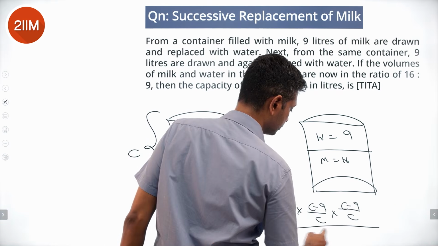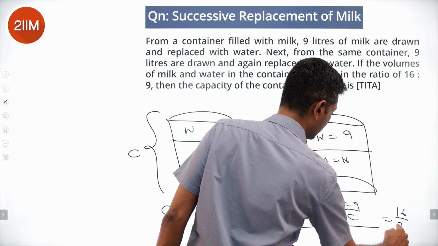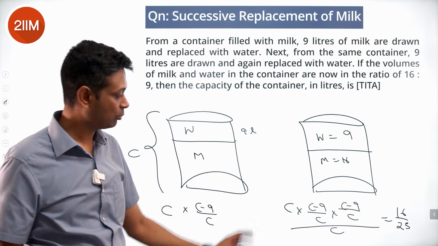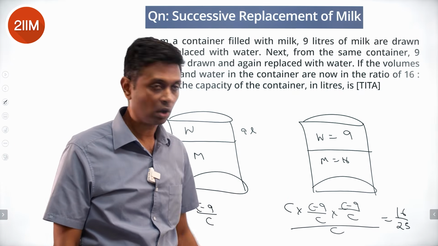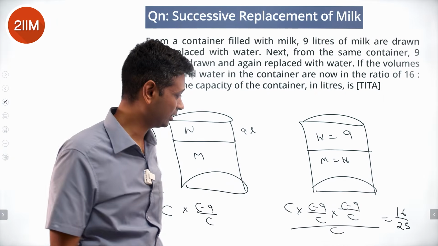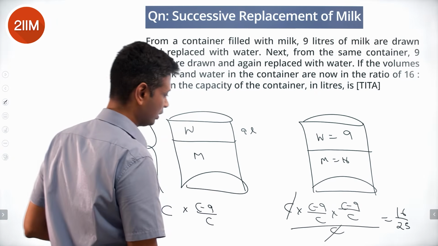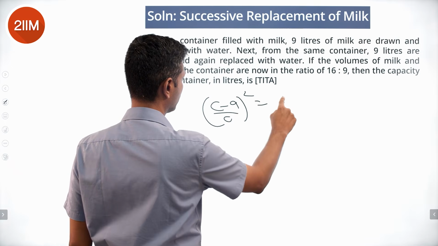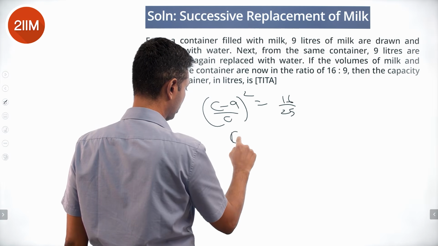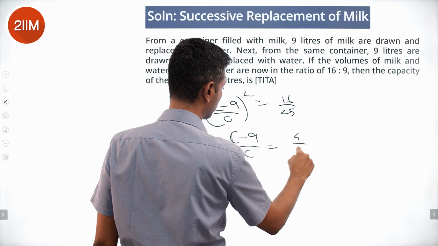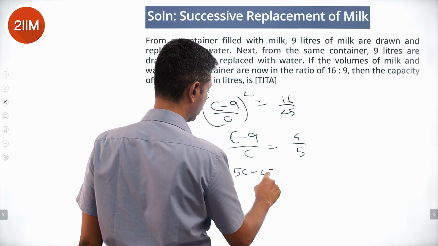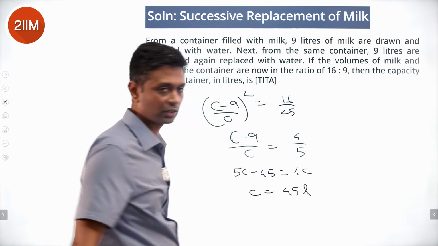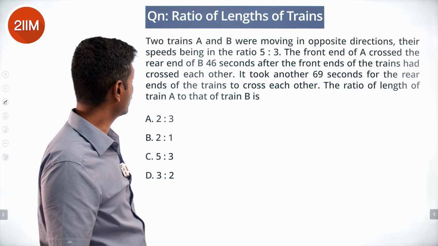Divided by C is 16 by 25. This is the amount of milk remaining. Milk by overall should be 16 by 25, that is 16 by 16 plus 9. Cancel this off. C minus 9 by C whole square is 16 by 25. C minus 9 by C is 4 by 5. 5C minus 45 equals 4C. C is 45 liters.